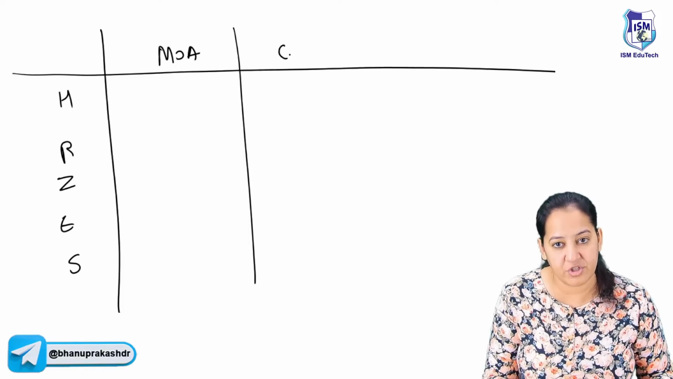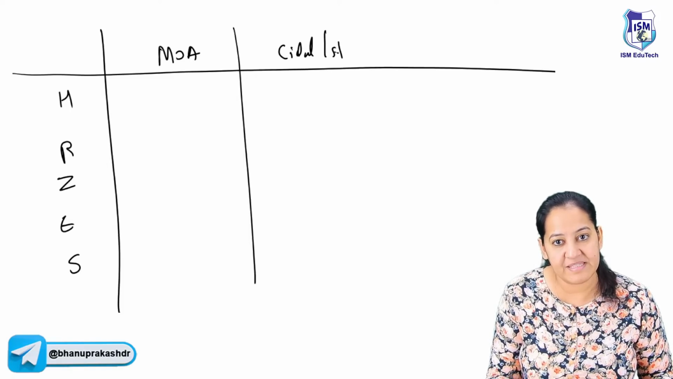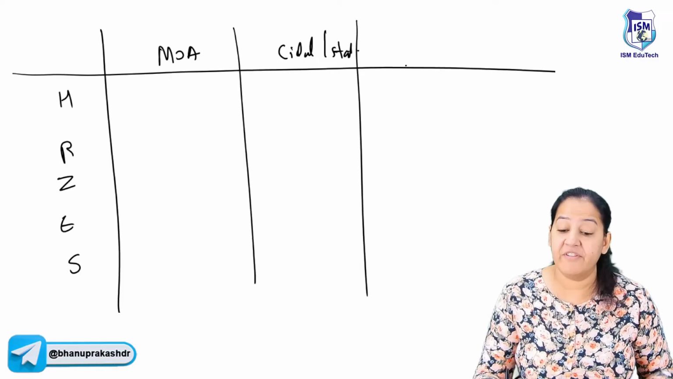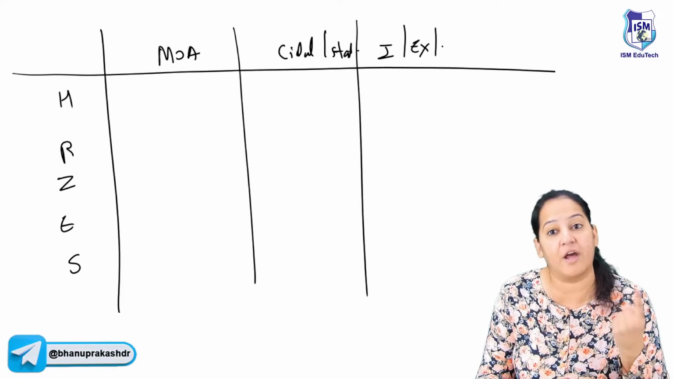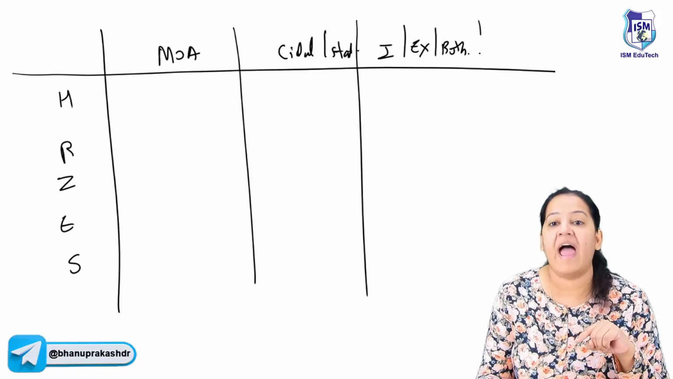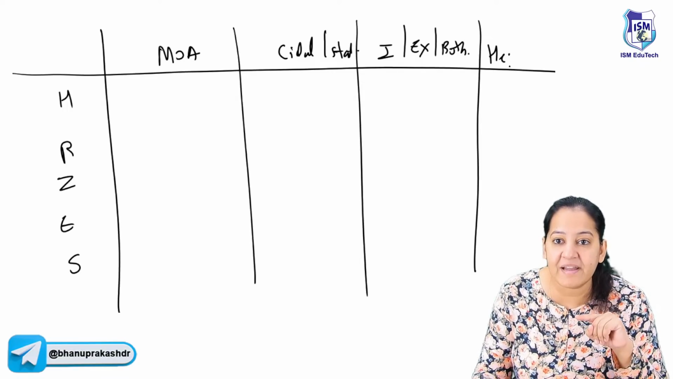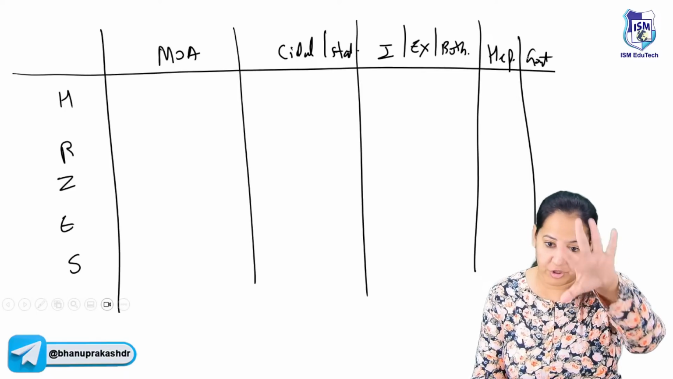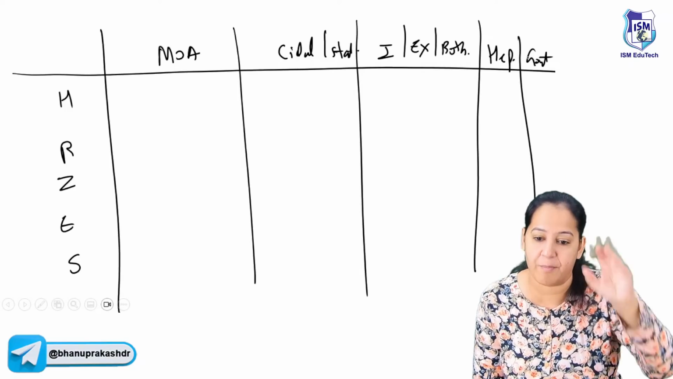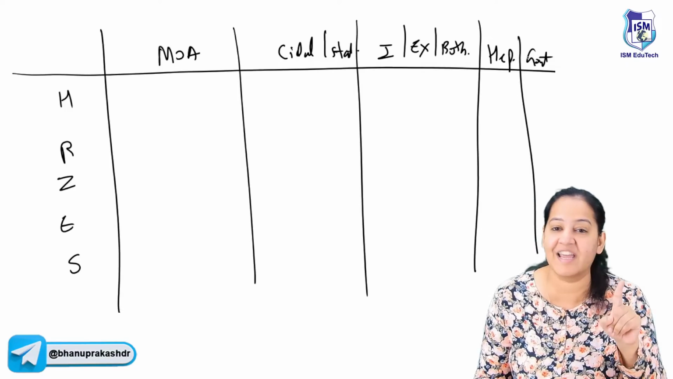You have to tell me which of them is cidal and which of them is static. You have to tell me which of them kill intracellular bacteria, which of them kill extracellular bacteria, which of them kill both of them. And you have to tell me which of them causes hepatitis. And you have to tell me which of them causes gout. So I guarantee you one question from this table. Take this master table from my side. Ultra high yielding important table.